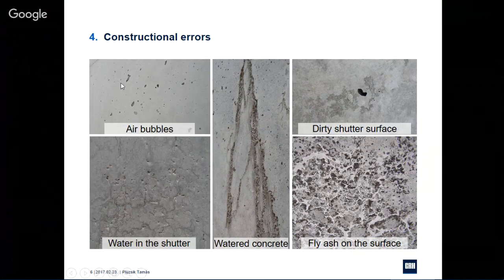Here are air bubbles. There are air bubbles in the surface. Here, water remained in the shutter, and in that picture, the concrete itself was watered. There can be errors because of the dirty shutter, or here the fly ash came out from the concrete to the surface.